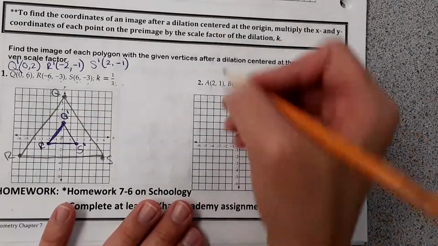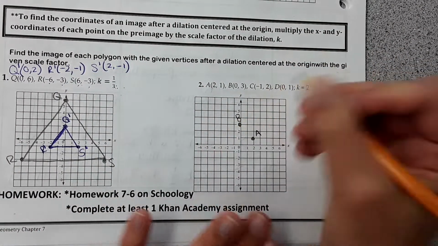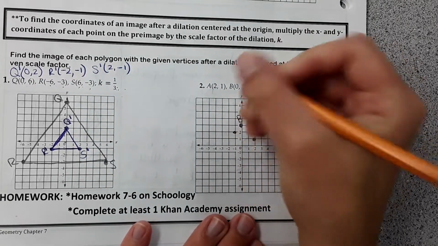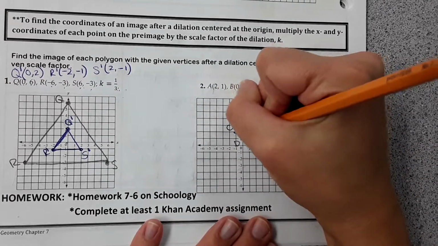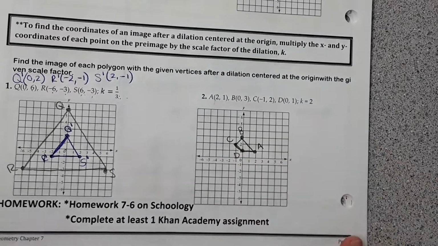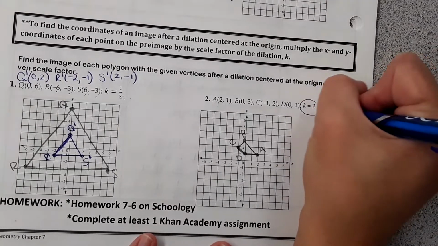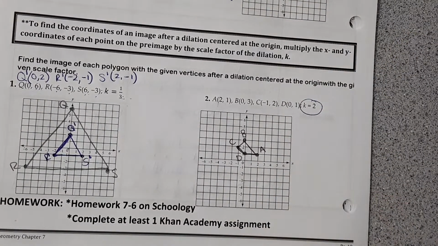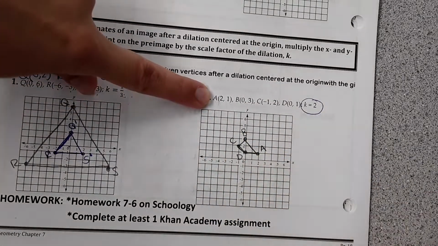Plotting the original points. 2, 1 is point A, B, C, and D. Makes this weird trapezoid type shape. Then it tells us that our scale factor is 2, so we need each of these side lengths to get 2 times greater. We're going to take the coordinates again and just multiply everything by 2.